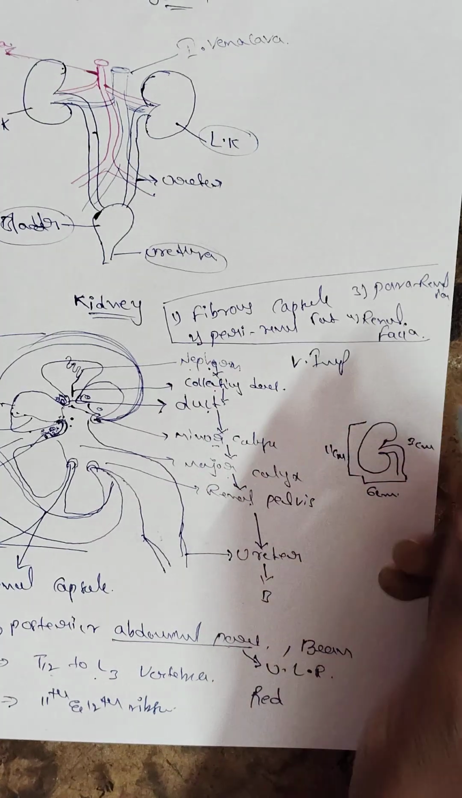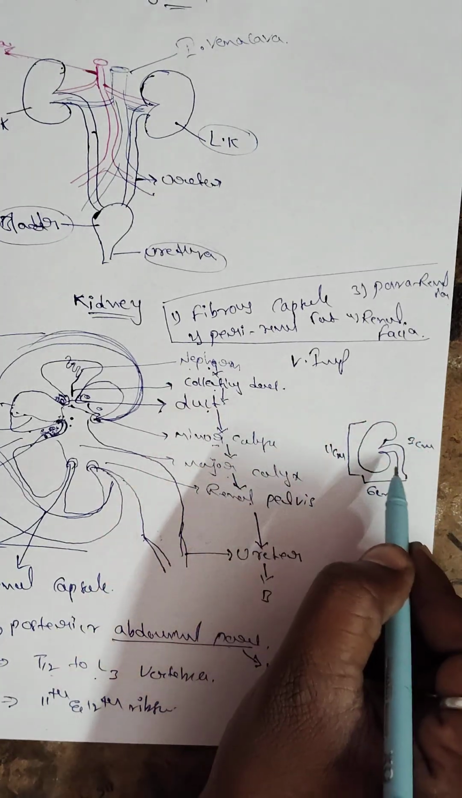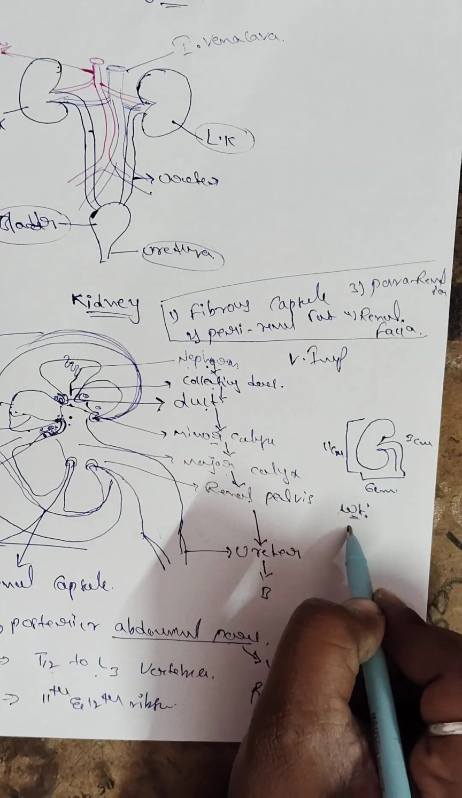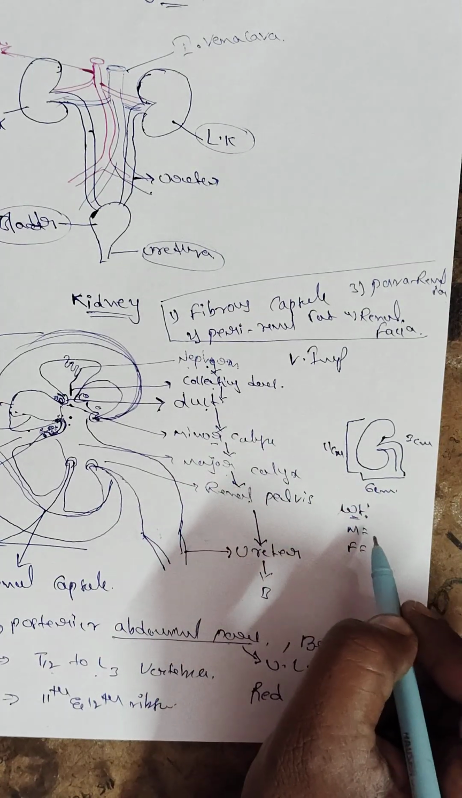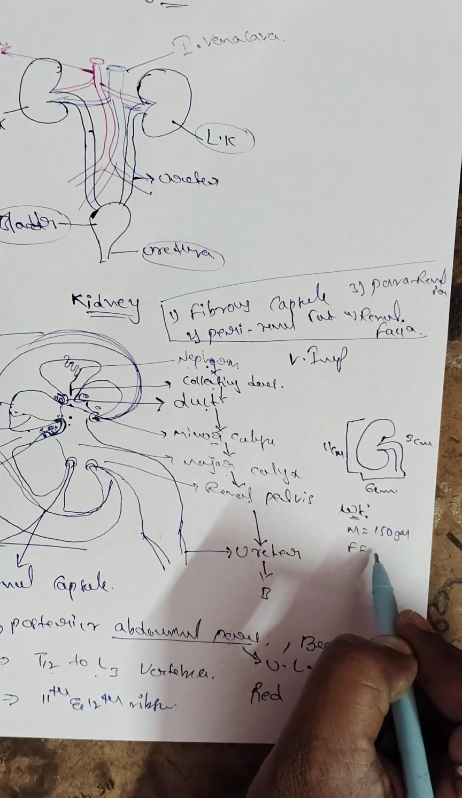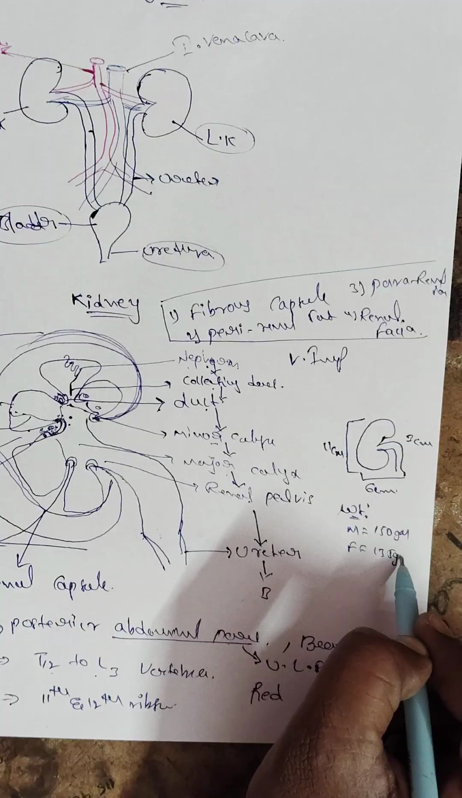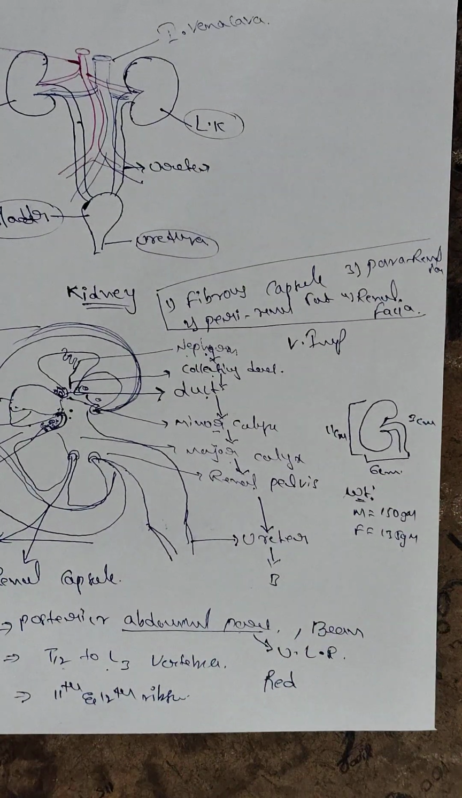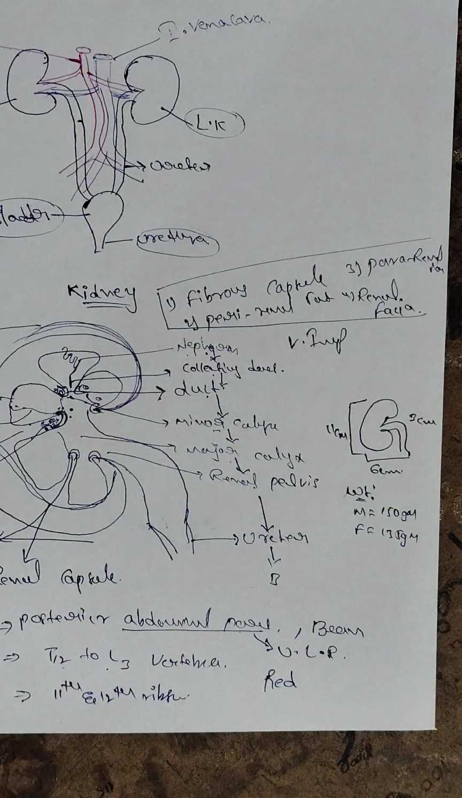So what is the weight of the kidney in males and in females? Different weights are present. In males, 150 grams, and in females, 135 grams of kidneys are present in the human body. This is the introduction related to the kidneys.